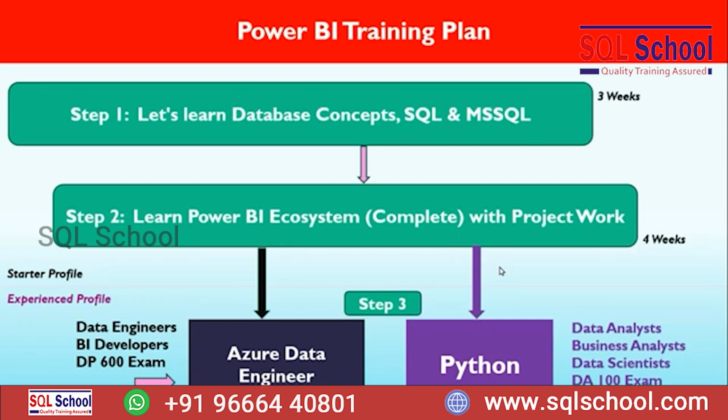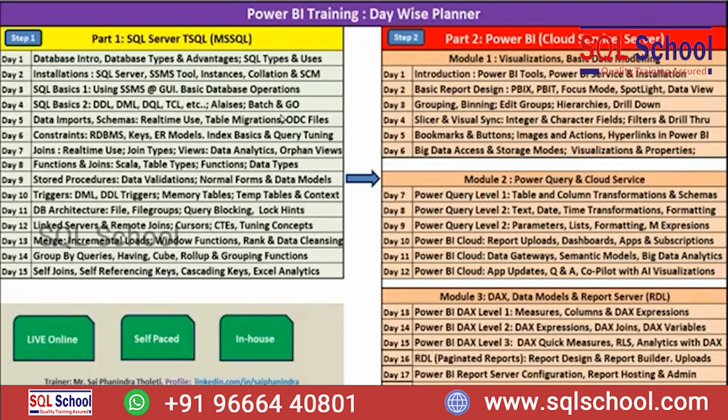Now, what are these numbers? DP 600 and DA 100 are certifications from Microsoft. For our resume, it's highly recommended to have at least one certification. For core Power BI, we have PL 300, whereas for Power BI with data engineering, we have DP 600, and for Power BI with Python, we have DA 100 certifications from Microsoft. Let's plan our resume carefully. The day-wise roster is on the screen.